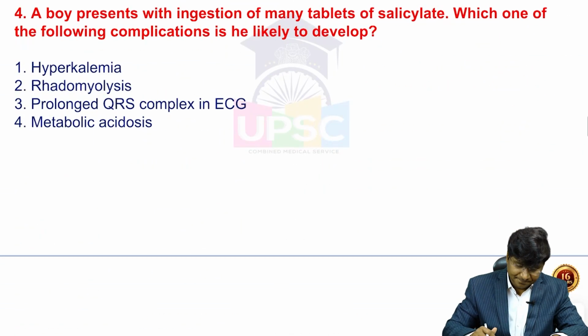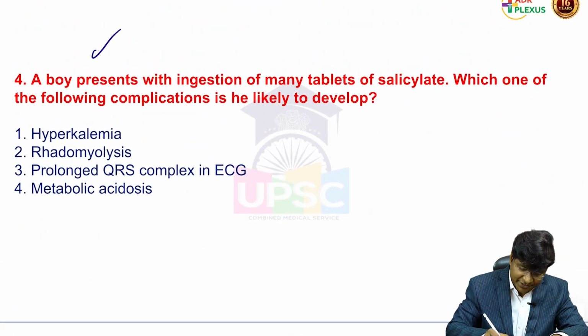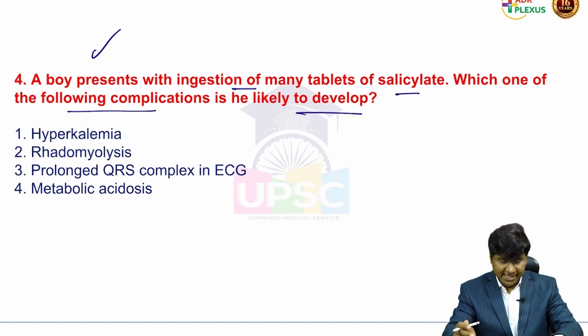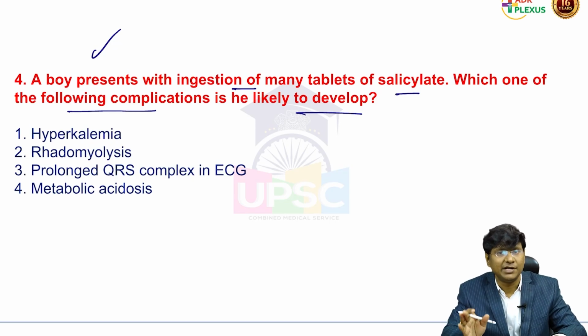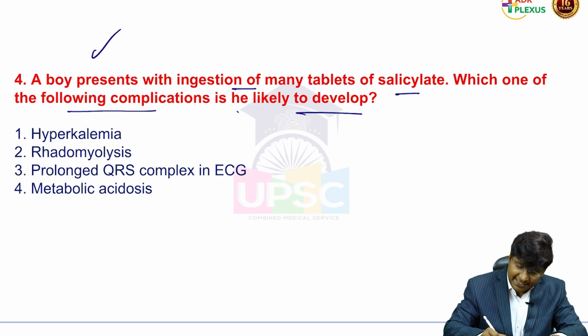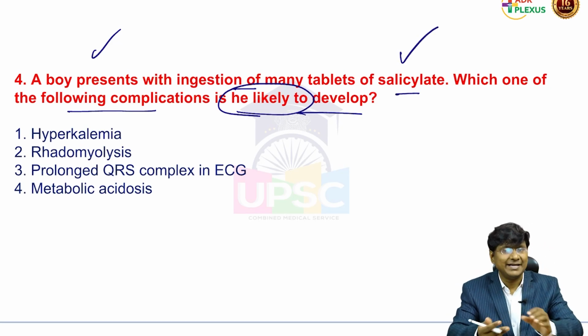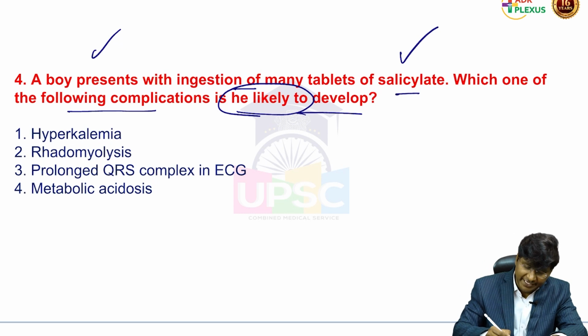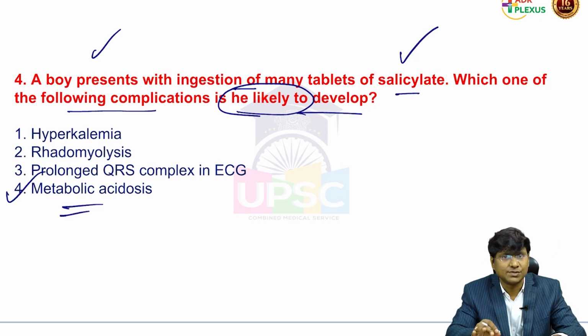Next question. A boy presents with the ingestion of many tablets of salicylates. Which of the following complications is likely to develop with salicylate poisoning? Hyperkalemia, rhabdomyolysis, prolonged QRS complex in the ECG, or metabolic acidosis. Okay, the question is which is most likely to develop. Salicylate is nothing but acetyl salicylic acid, which is aspirin. So the individual is most likely to develop metabolic acidosis.